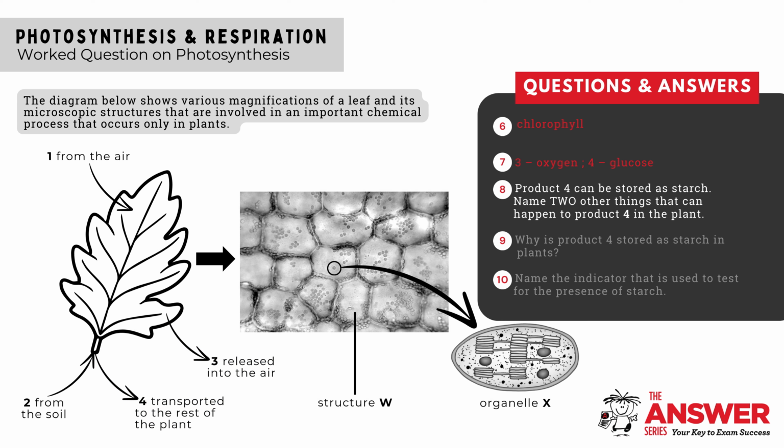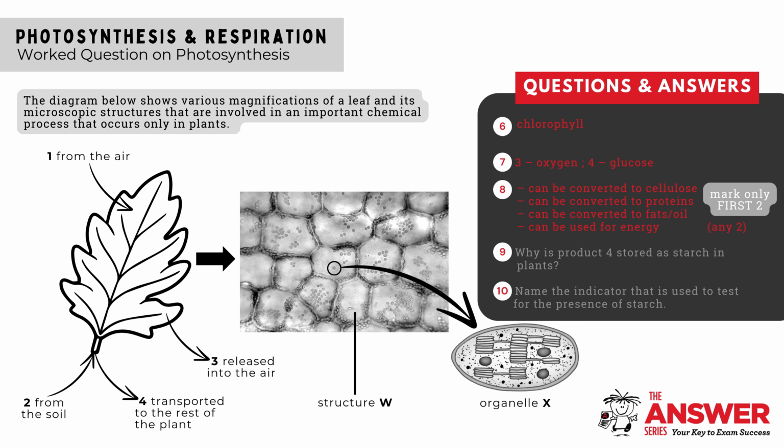Name 2 other things that can happen to product 4 in the plant. So from the content we've discussed, we know that what happens to the glucose produced depends on the plant's needs. One thing is that it can be stored as starch, but as that is given in the question, we must think of the other things that can happen to the glucose.